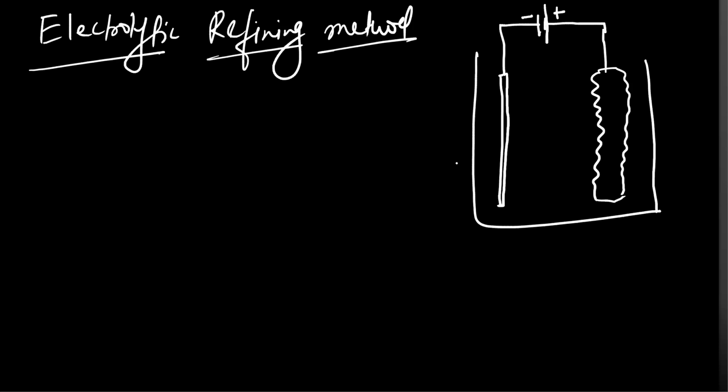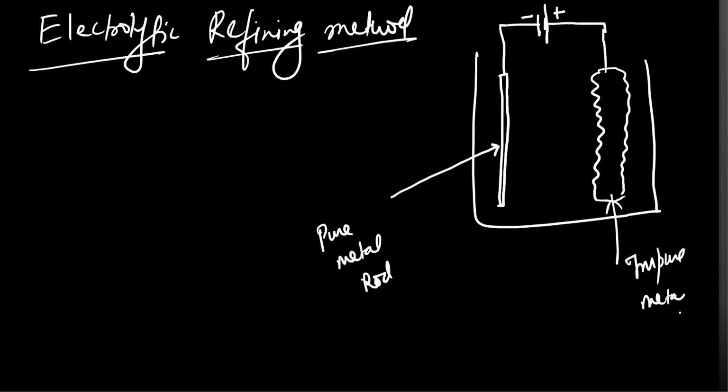Keep in mind that the rod which is connected with the cathode, the negatively charged rod, is called the pure metal rod, sorry, I'm writing here. It is the pure metal rod, and the other one is the impure metal rod. Understood? Yes, sir.